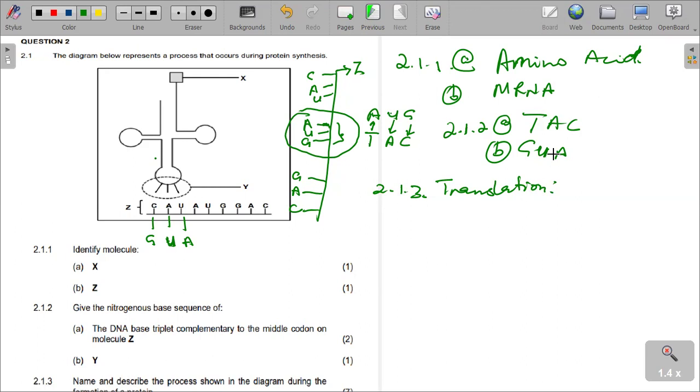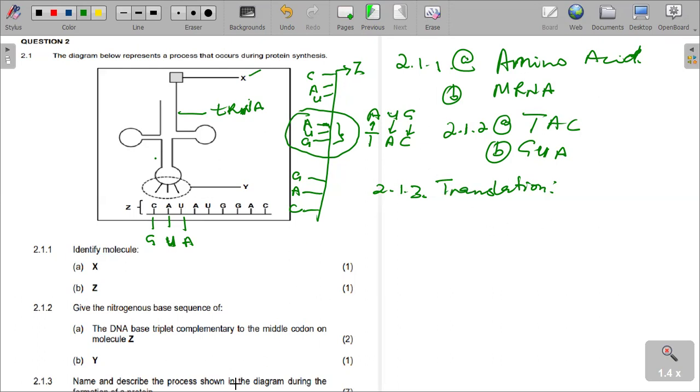Each tRNA carries a specific amino acid. As you can see, this is tRNA, and it carries a specific amino acid that is shown there. In this case, for example, X there is an amino acid which is carried by this one, which is tRNA. So tRNA carries a specific amino acid, which is X there.